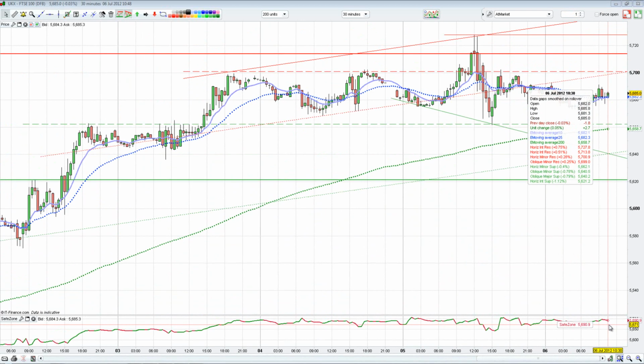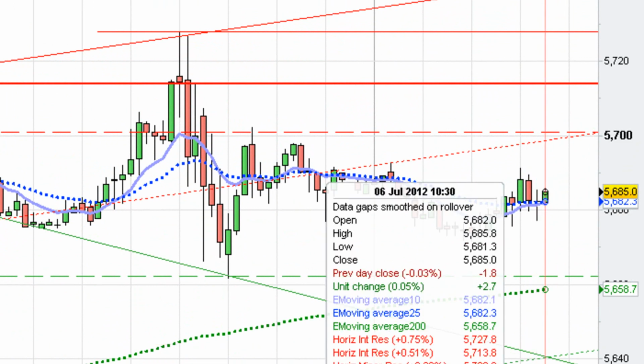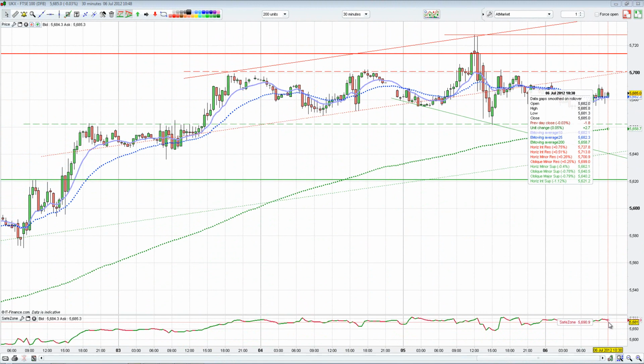Now I can compare that figure with the actual price at the moment, which is 5685. Now the safe zone price is above the actual price, and that is therefore telling me that we're in a bearish trend at the moment. If the safe zone price was below the actual price, that would be telling me that it's bullish. At the moment, these two figures are quite close together, which tells me that the trend is weakening.